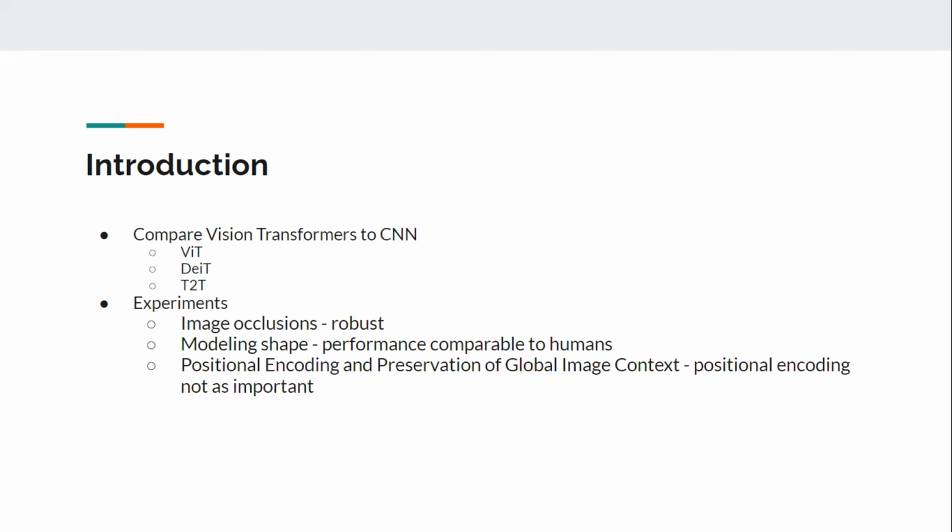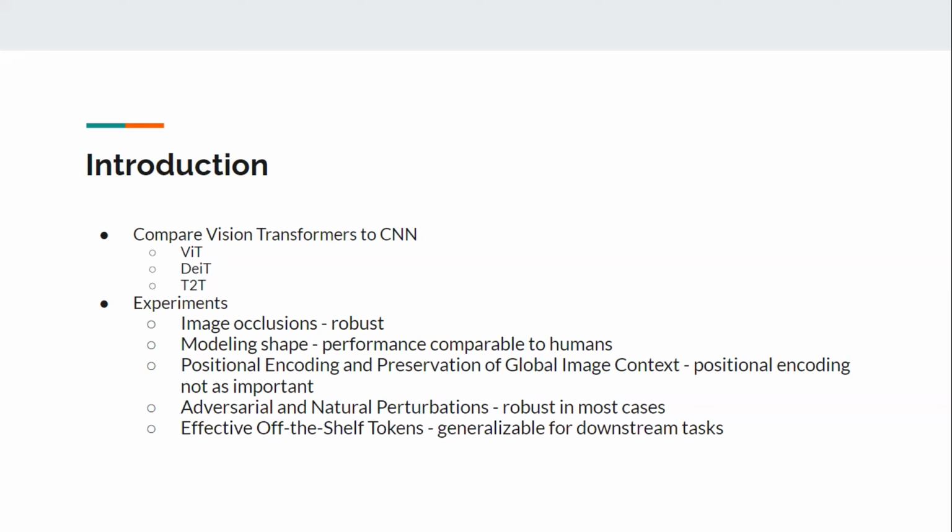They wanted to test the effect of positional encodings on the global image context. They found that positional encodings were not quite as important as previously thought. Then the effect of perturbations on the input images and how they affected the classification. They found that transformer models were more robust, and not as robust in certain situations. And then the effect of the off-the-shelf tokens for downstream tasks, and they found they were generalizable.